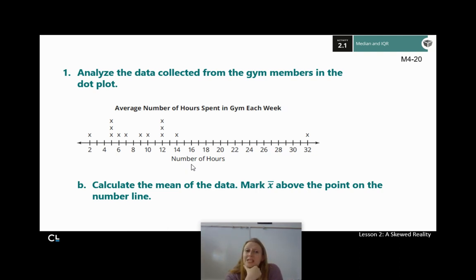What I would like you to do now is calculate the mean of our data. And don't forget to mark that little X bar above that point on our number line. Once you find your mean, put a little X bar above it on the number line. Go ahead and hit pause to work that out, and hit play when you're ready to check your work.